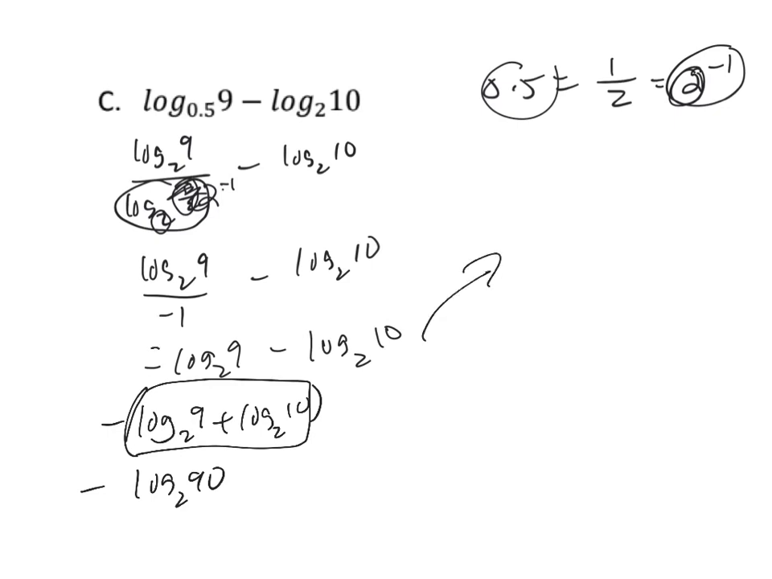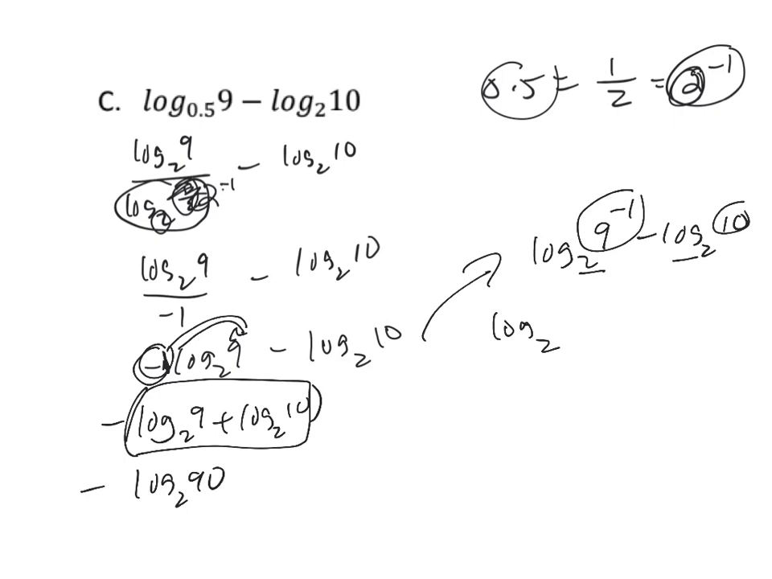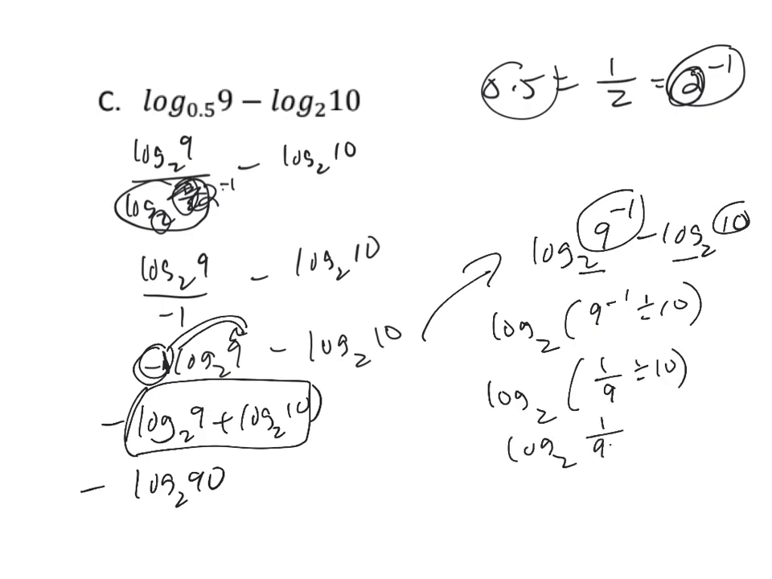Another alternative is if you want to deal with the negative one and bring it in using the power law, you can. You have log base 2 of 9 to the power of negative 1, so the negative 1 outside goes into the exponent on the argument, minus log base 2 of 10. And if you notice, the bases are the same, so now we can subtract them. If you subtract logs with the same base, you take these two and divide them. In other words, you have 9 to the negative 1 divided by 10. If I simplify this, 1 over 9 divided by 10, which is log base 2 of 1 over 90.